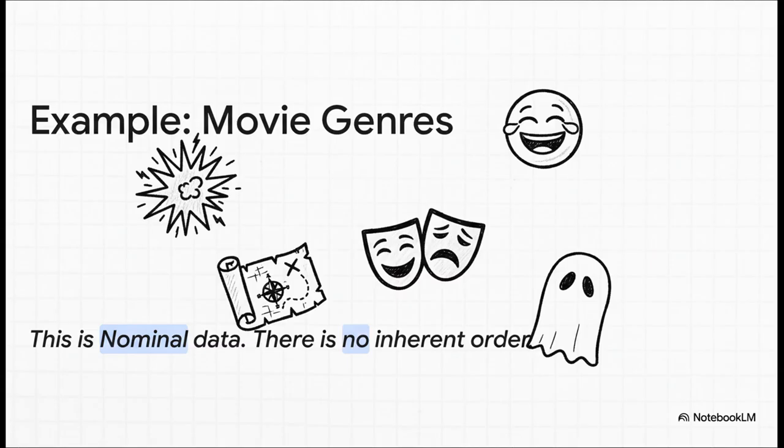Movie genres are a perfect example of nominal data. We can group movies into action, comedy, drama, and so on. But is drama somehow mathematically better or greater than adventure? Of course not. It just doesn't make sense. There's no logical way to rank these categories. Sure, you might have a favorite, but that's just your opinion, not some kind of mathematical order.